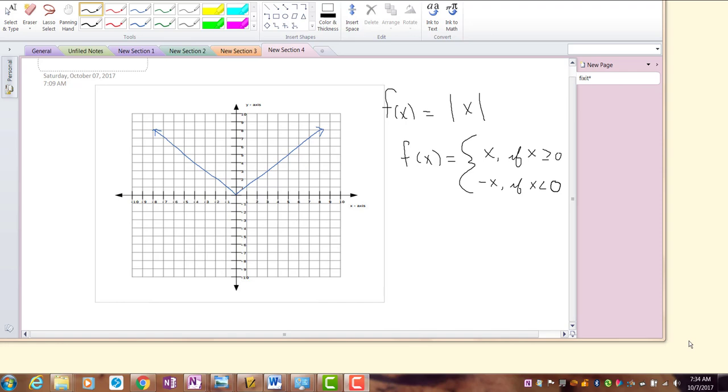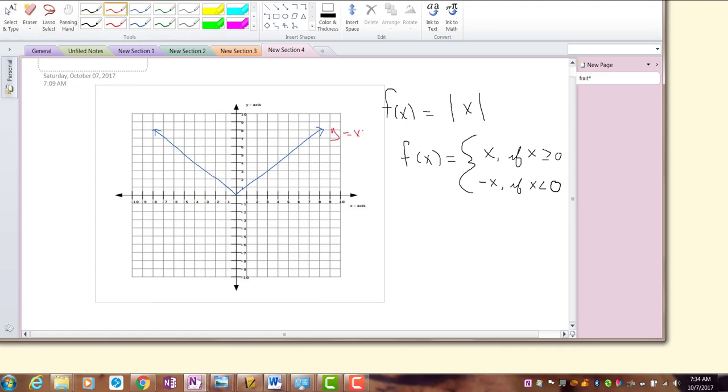Now, you notice the first thing that I did was I took the absolute value function and I made it into a piecewise function where this side right here, when x is greater than or equal to 0, is the line y equals x. And the other side, the side where x is less than 0 to the left, is the line y equals negative x. Now, I hope that that's clear why that's true.